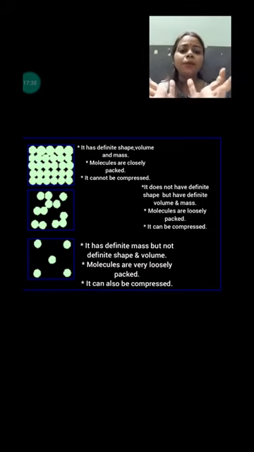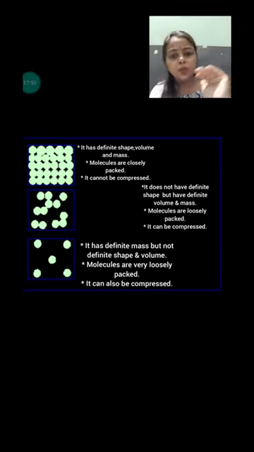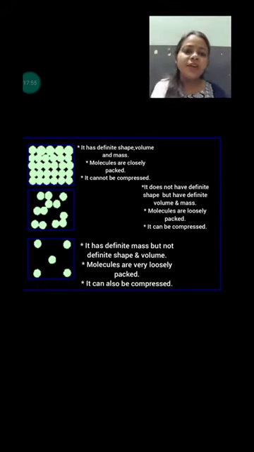If you open the balloon, the gas will cover all the space provided to it. It will take the shape of the room. So the shape and the volume are not fixed for gases. Second, they are very loosely packed, and that's why they flow very fast. If we use perfume in this room, the fragrance will go to the other room.